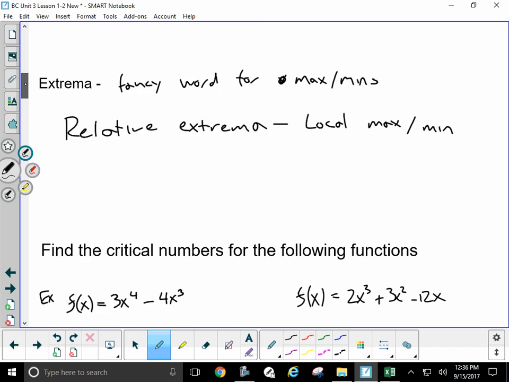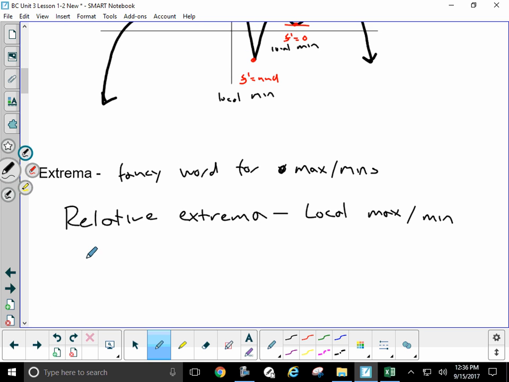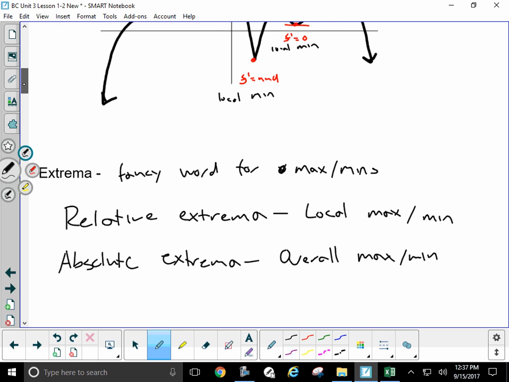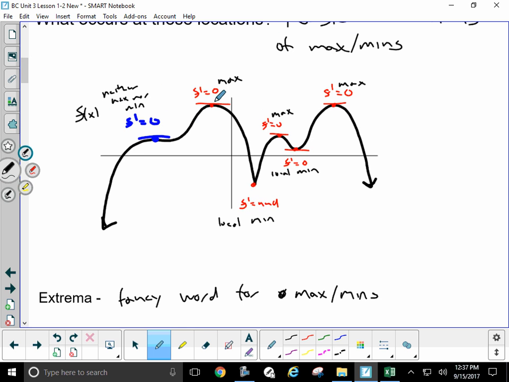Then there are absolute extrema, which are overall maxes and mins. Here, I would say this point looks to be a little bit higher than that point. I'd call that an absolute max. This function would not have an absolute min because it's trending towards negative infinity in both directions. So no absolute min.